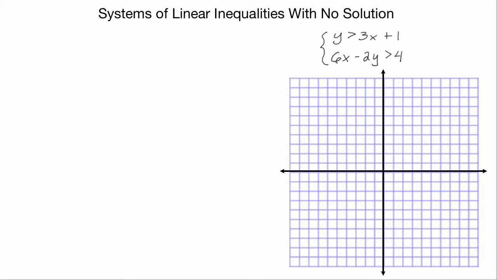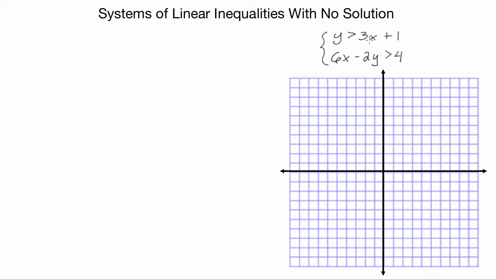So we're going to play around with this particular system right here. y is greater than 3x plus 1, and 6x minus 2y is greater than 4. We're going to look at the graph. We're going to put them both into slope-intercept form, and we're going to look at some things that happen when we're dealing with linear inequalities with no solution. Okay, first thing let's do is put them both into slope-intercept form.